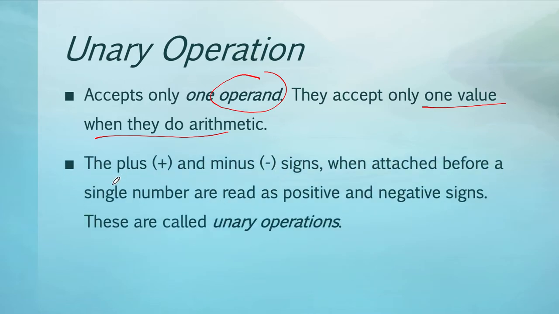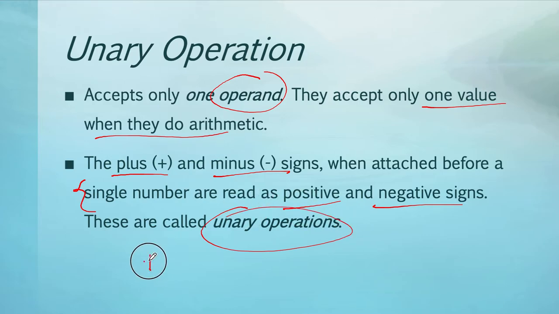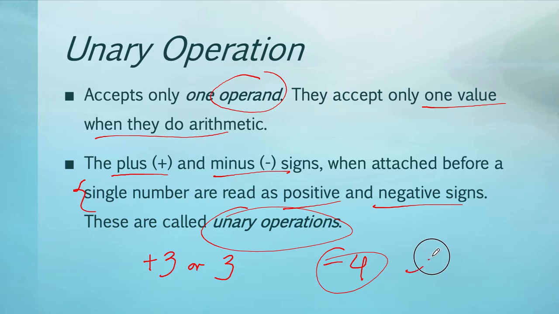So for instance, the plus and the minus signs, when attached before a single number, are read as positive and negative signs. So these are called unary operations, such as plus 3, or we just call it 3. These are unary operations. Negative 4, okay, unary, because there's only one operand, or one number. Negative 25, and so on.